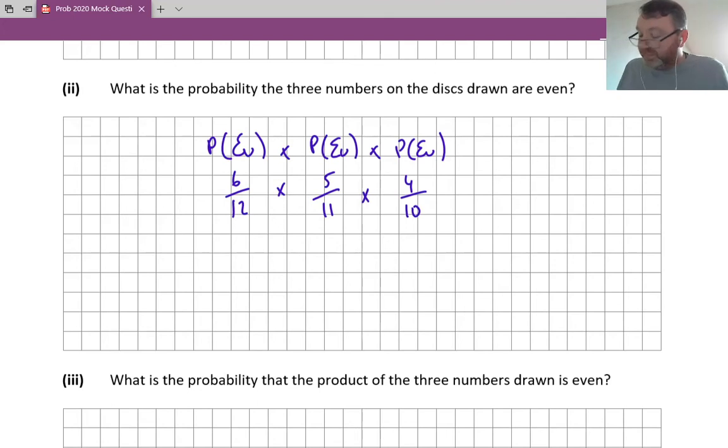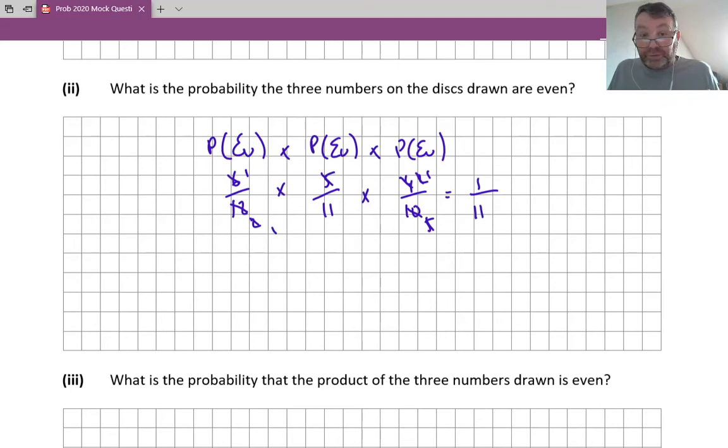Now, the probability that the three numbers on the discs drawn are even, that's all you've got to do. Multiply these out. We can do a bit of cancellation here. 6 into 6 goes once, 12 goes twice. We then have 2 into 2 once, and 2 into 4 goes twice. And then 2 into that goes once, and 10 goes 5 times, and the 5 cancels there. See, so don't always reach for your calculator. What's the answer? 1 over 11. That's it. 1 over 11.